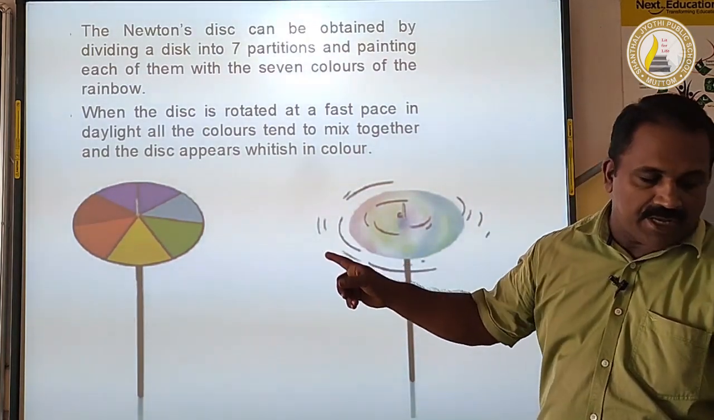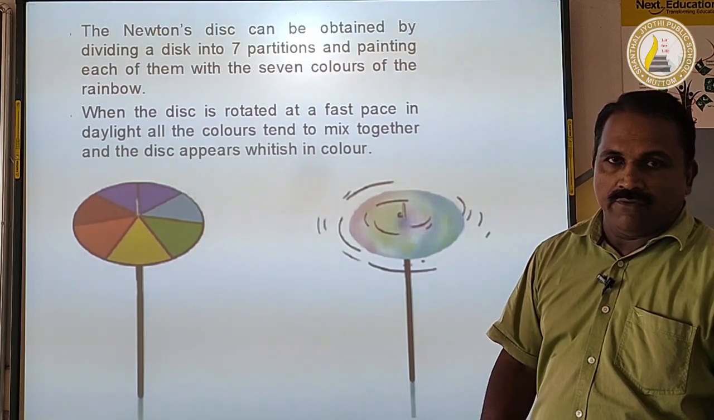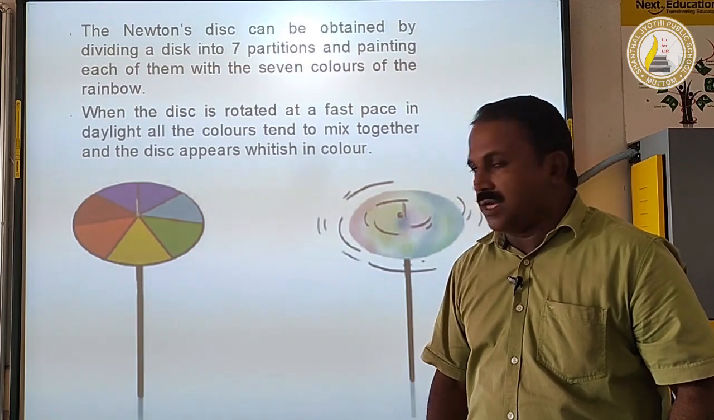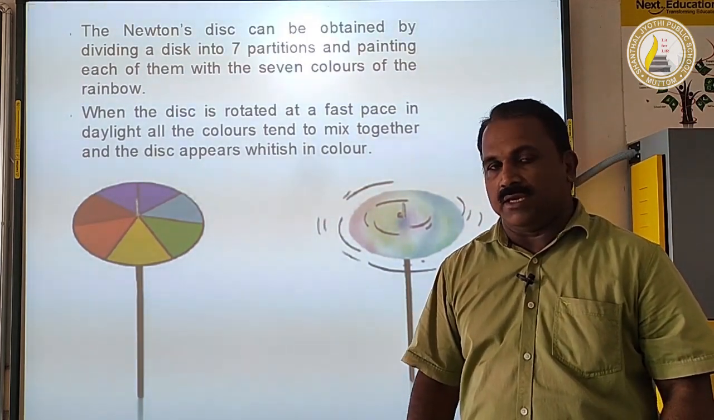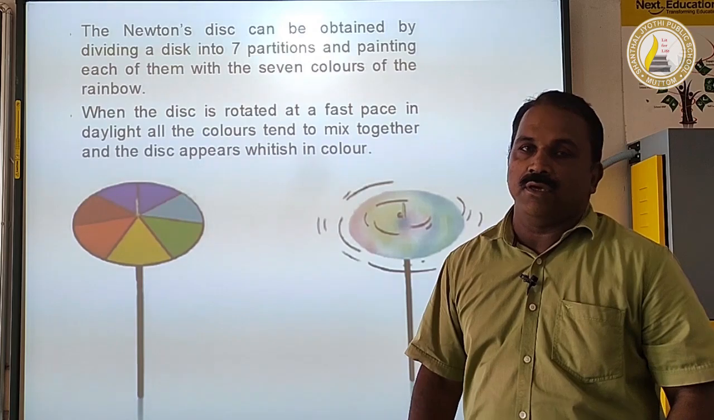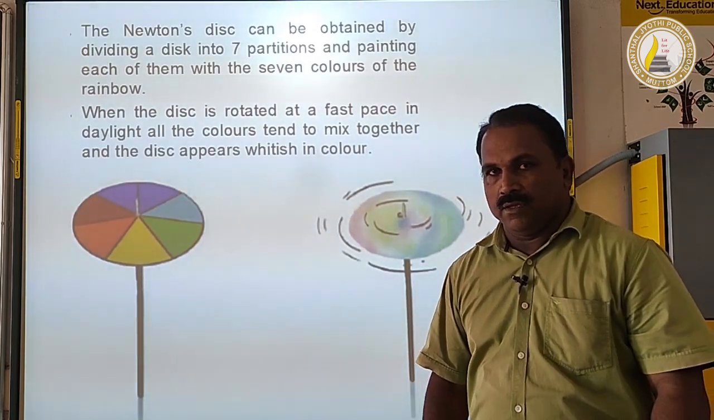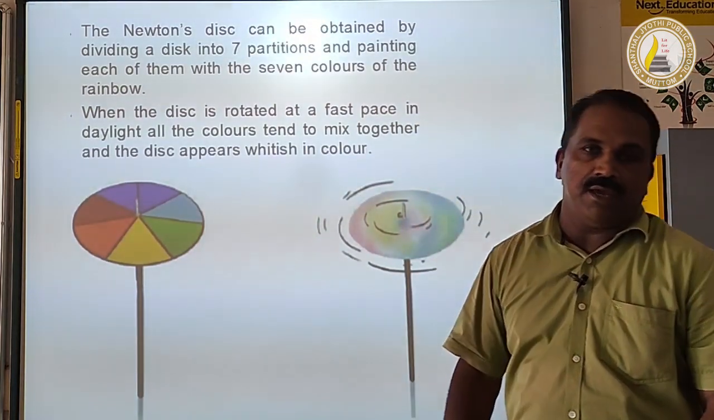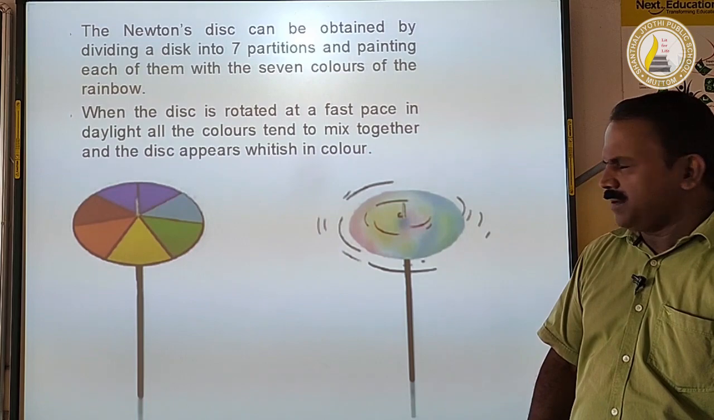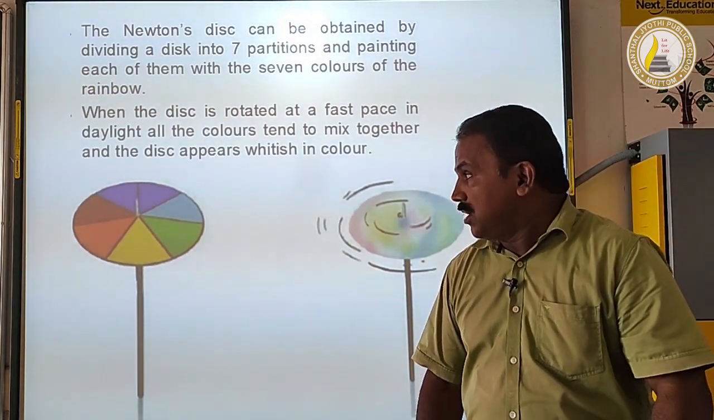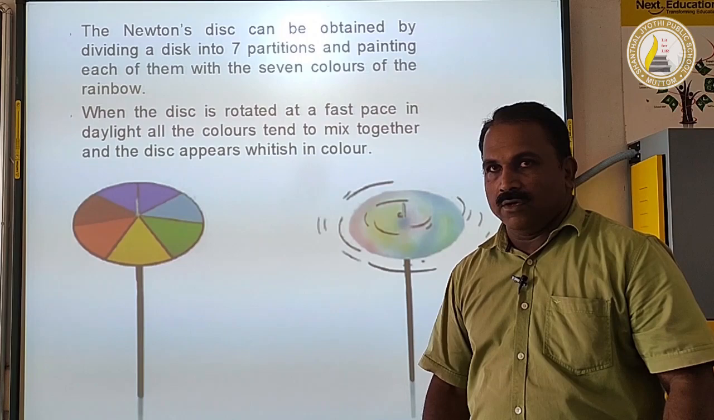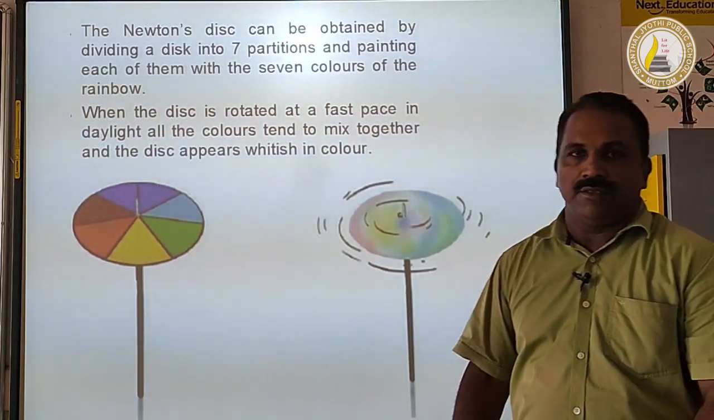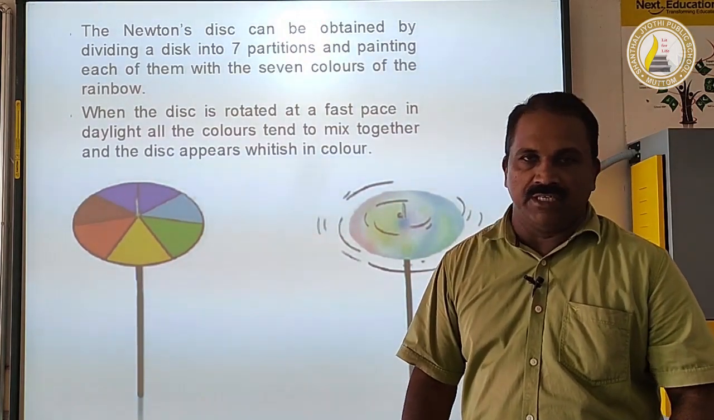Then when we rotate the Newton's disk very fast, we cannot see the 7 colors. The disk looks like a white color. So that is the process taking place in a Newton disk. What is the cause of observing these 7 colors as white color? That is called persistence of vision.